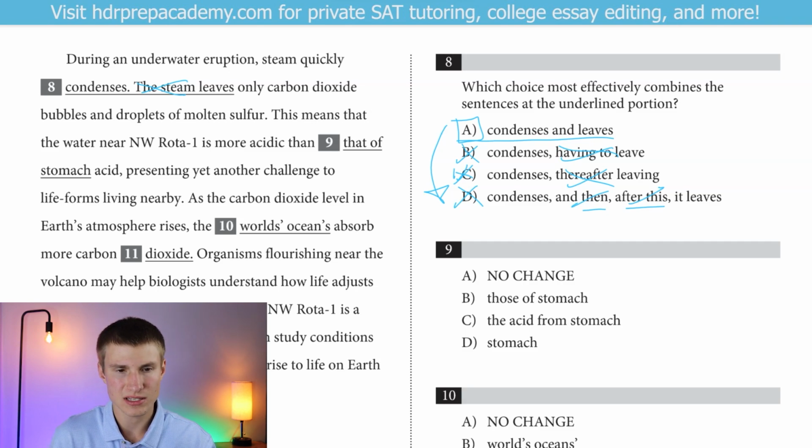All right, next we have, this means that the water near NW Rhodea 1 is more acidic than that of stomach acid? No, okay? Why is it not that of stomach acid? Well, we know that we're comparing the water near NW Rhodea 1.